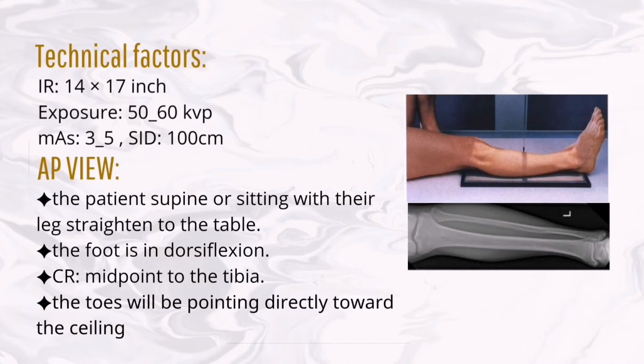Then we have the central ray. The central ray is directed to the midpoint of the shaft of the tibia. So in the image we can see the proximal knee joint and the distal ankle joint with medial and lateral malleolus.